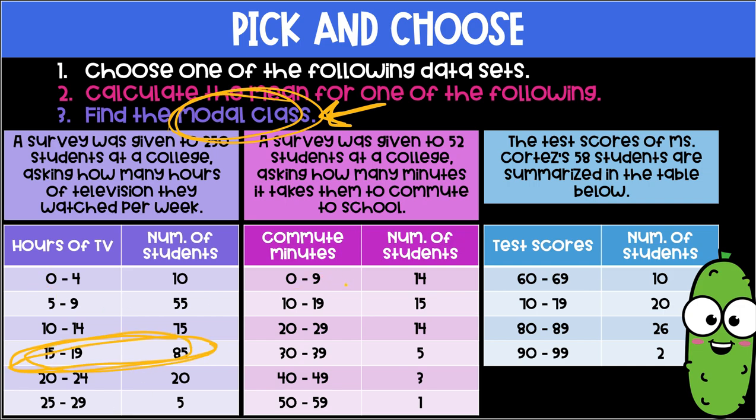For the second data set, we have that from 10 to 19, we have 15 values. No other class has more values than that. 10 to 19 will be my modal class. That's how you find the modal class, just by looking at it.